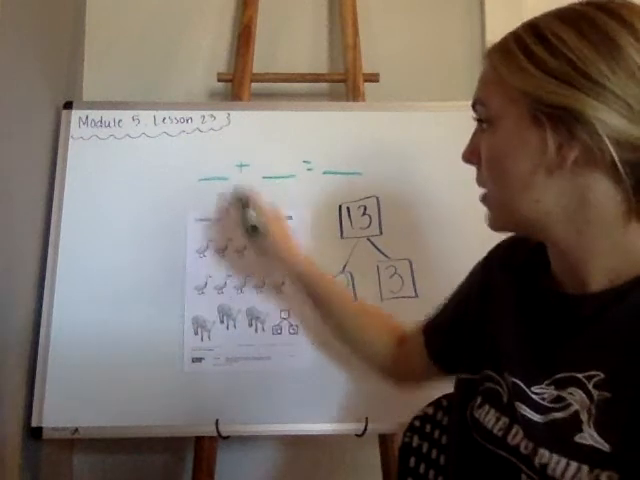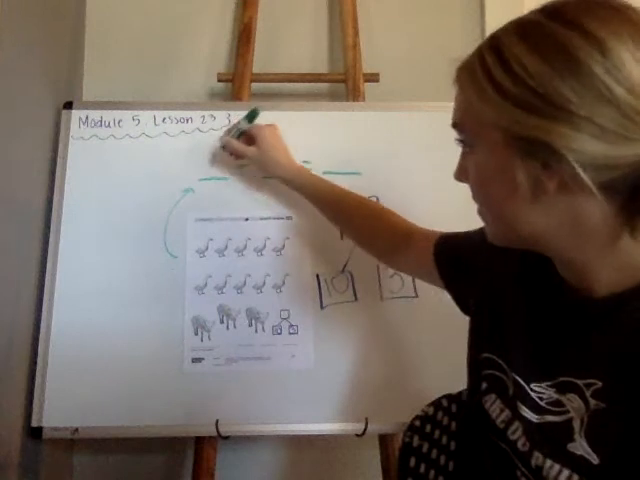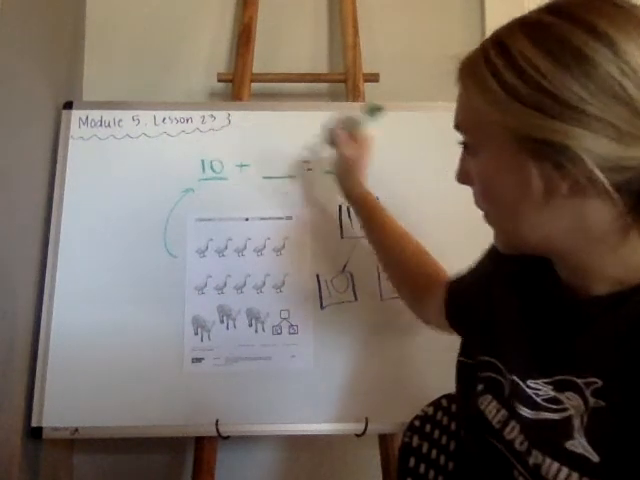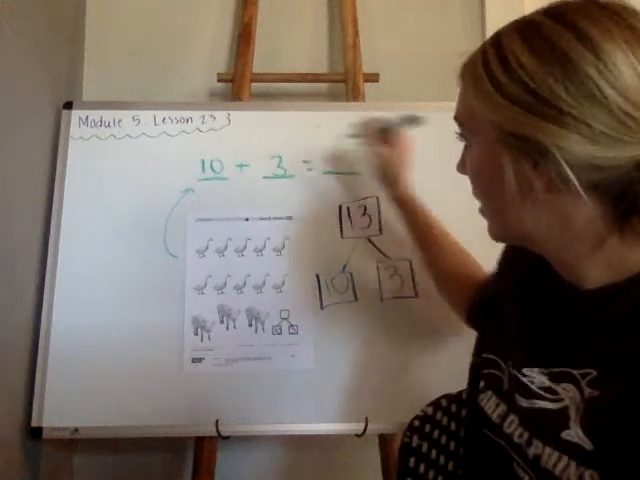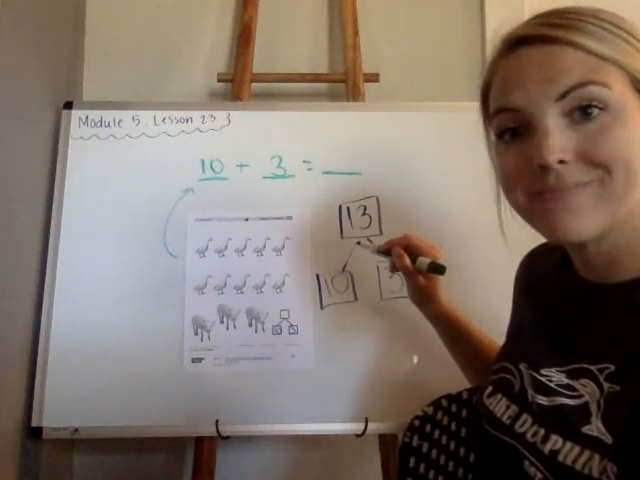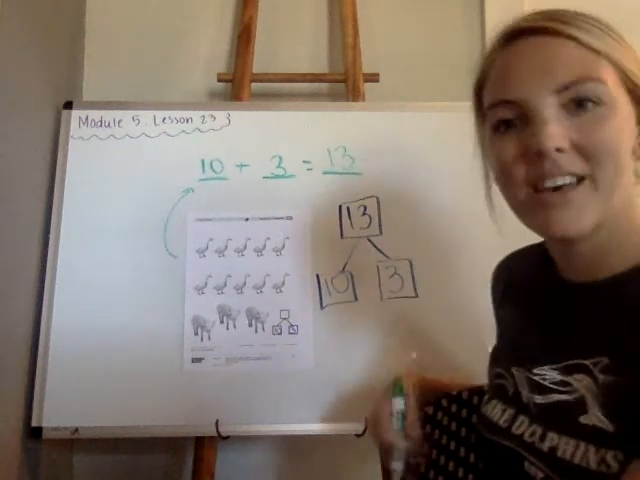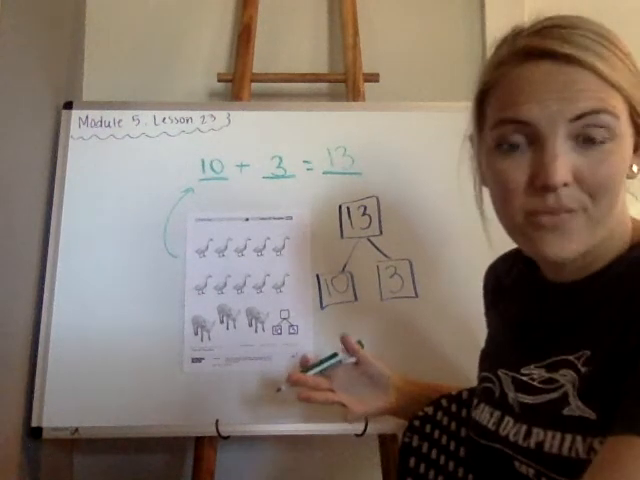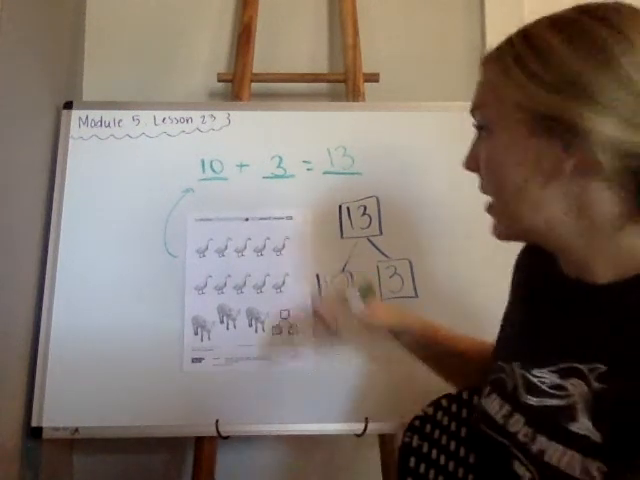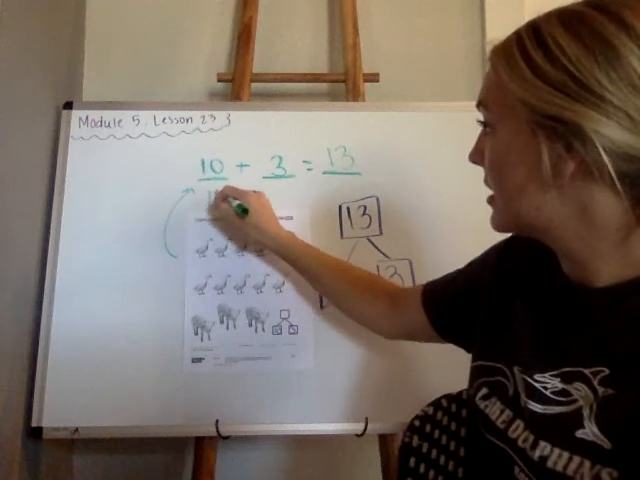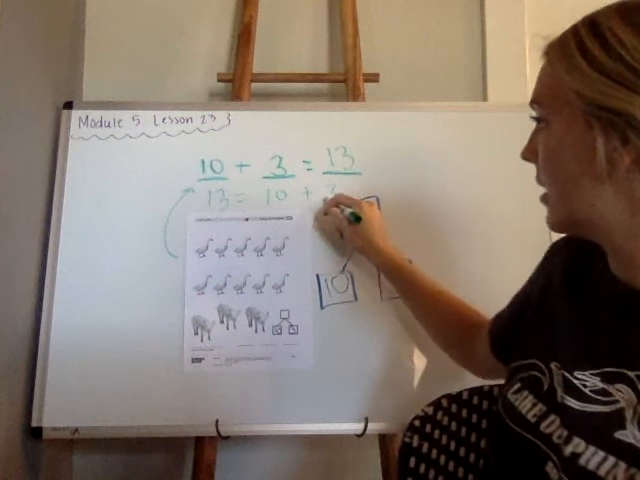Right? Before I had my whole, so I said blank equals blank plus blank, but I'm starting with my parts now. So I had how many geese? 10. And how many pigs? 3 equals 13. Good. Now, I could write it the other way, and you guys have been doing that. Right below, I could say 13 equals 10 plus 3.